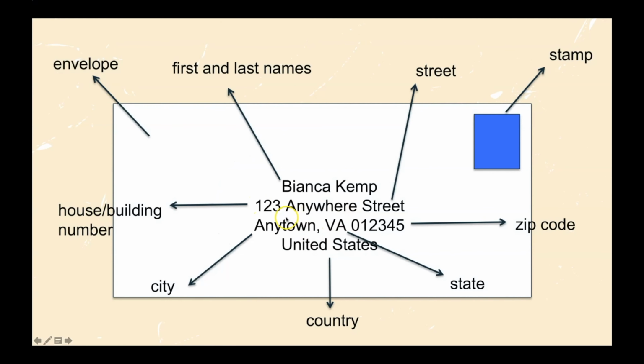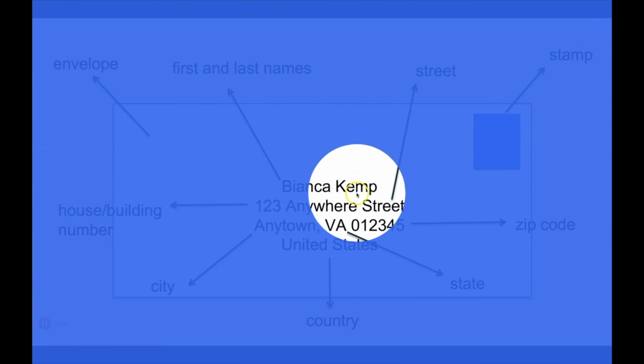What comes after that then is the street. Okay, so this is the name of the street, and then we have street here. Sometimes you will see other things like road, or lane, or avenue.